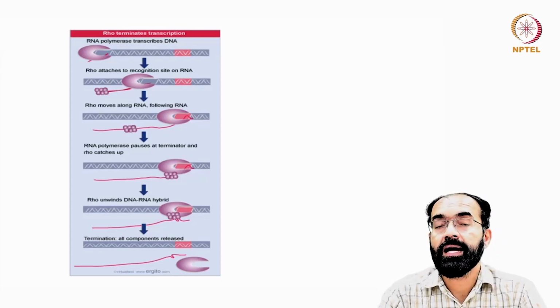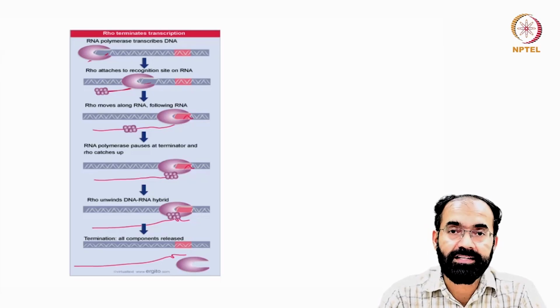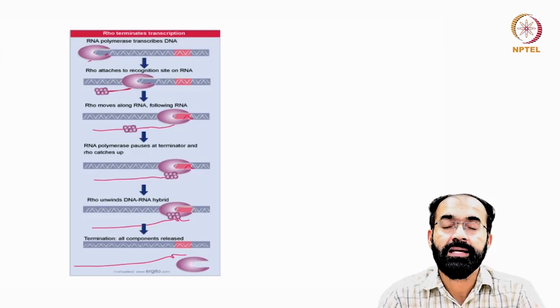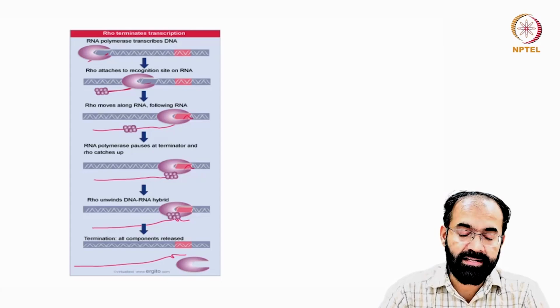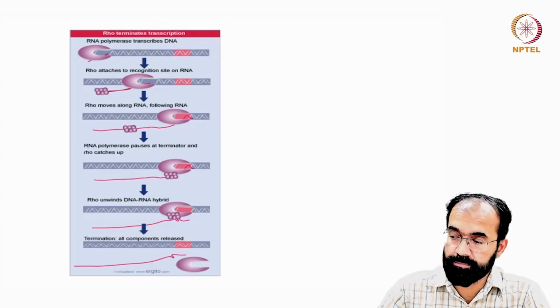And the DNA-RNA hybrid will be removed or detached, and the termination takes place, so that all components are released: the DNA, the newly formed RNA and the RNA polymerase will be released. This is how the termination takes place.